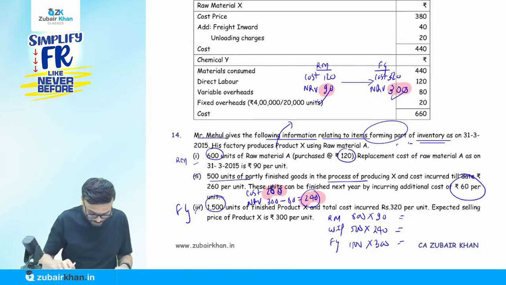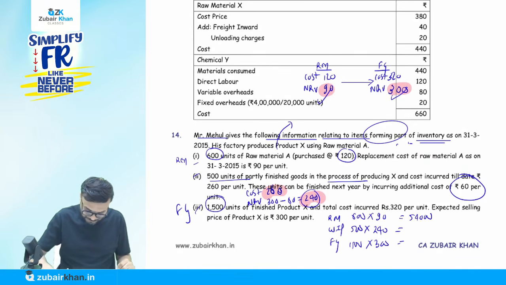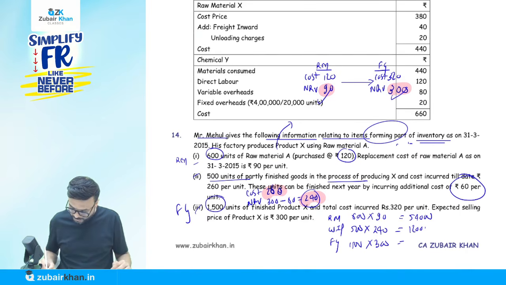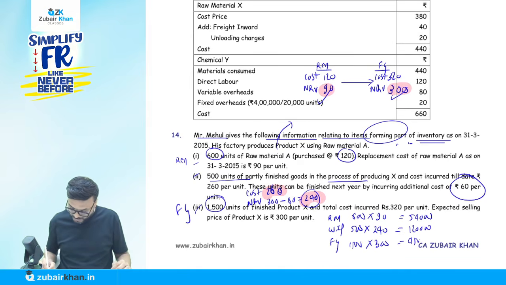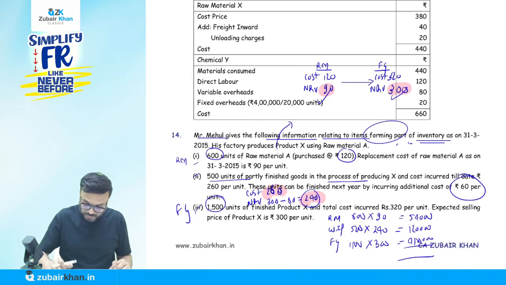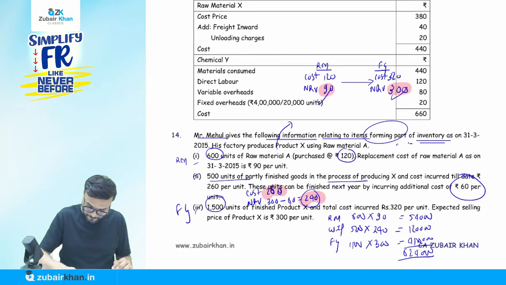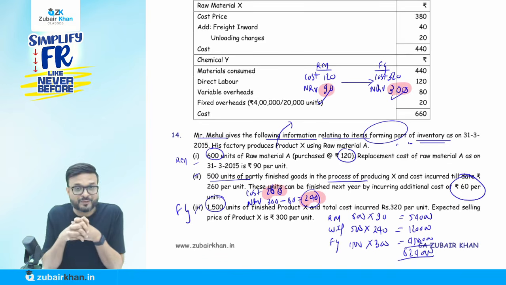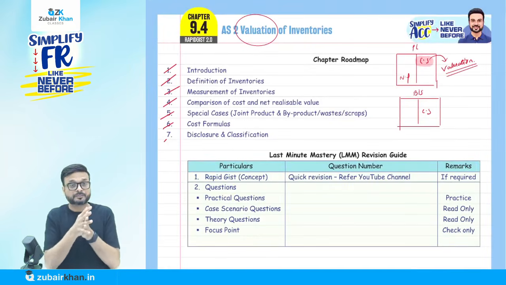Now you got what? 7 marks. People call it, oh, so difficult, sir. Not at all. So 600 multiplied by 90 is coming how much? 54,000. Then here 500 multiplied by 240 is 1,20,000. And 1,500 multiplied by 300 is coming how much here? 4,50,000. If we do the total, that is coming 6,24,000. Correct? Done. So now we have completed Accounting Standard 2.